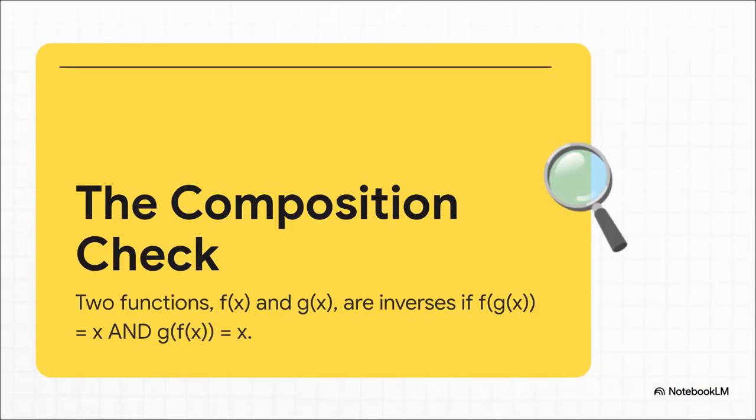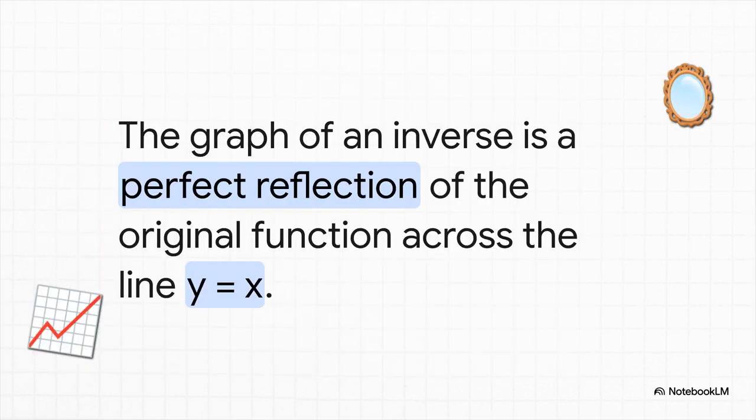This right here is the ultimate proof. If two functions are truly inverses, then when you plug one function inside of the other, that's called composition, they should basically cancel each other out, leaving you with just x. And here's the kicker. It has to work both ways. If f of g of x equals x, and g of f of x also equals x, you know you have a perfect pair.